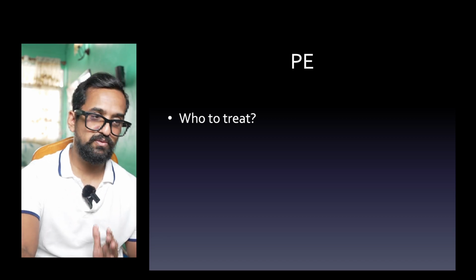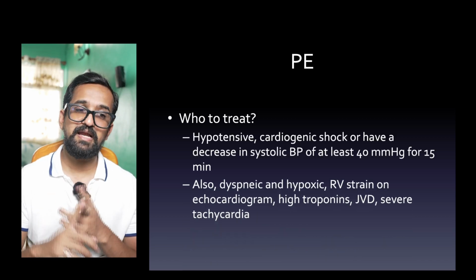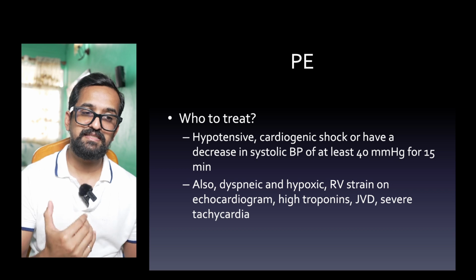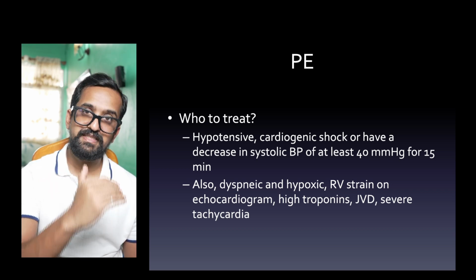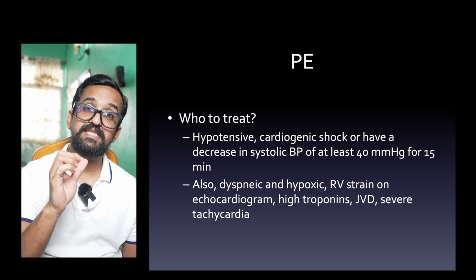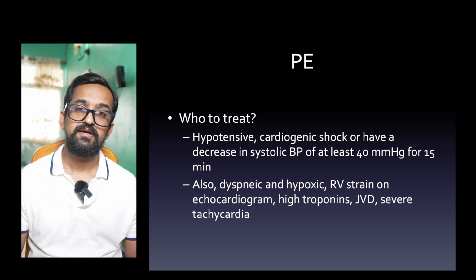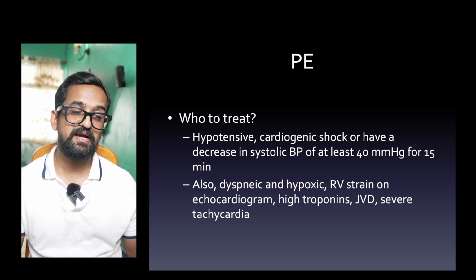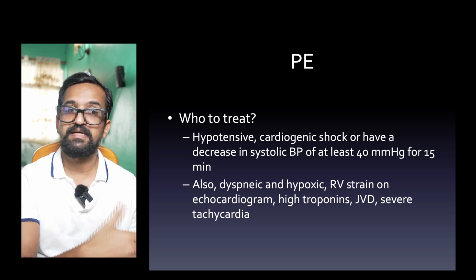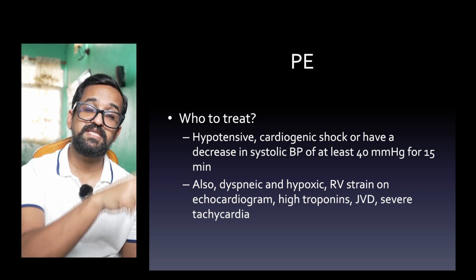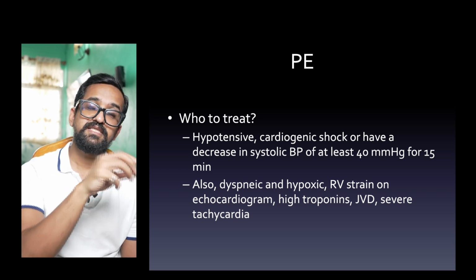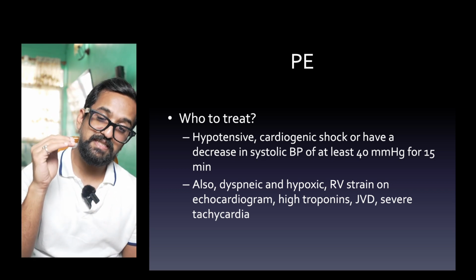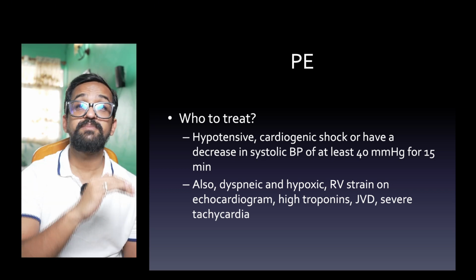Direct cases are like this one. You have a hypotensive patient in cardiogenic shock, and his systolic blood pressure has decreased at least 40 millimeters from the baseline, okay? And this has been sustained for more than 15 minutes. Patient can be dyspneic, hypoxic, RV strain on echocardiogram, high troponin, JVD, severe tachycardia. All these are additional criteria, but the main criteria to give thrombolytics is a patient is hypotensive with cardiogenic shock, having a systolic blood pressure which is sustained less than 90 for more than 15 minutes, or it has decreased from the baseline for about 40 millimeters of mercury.